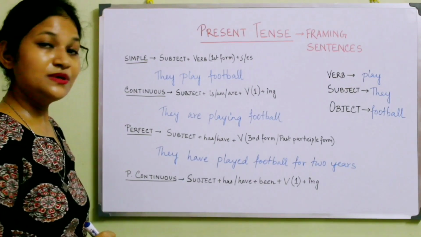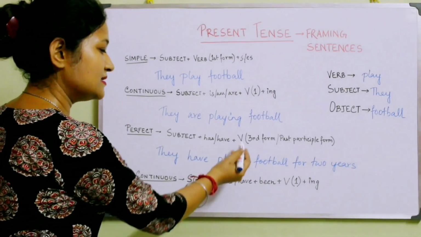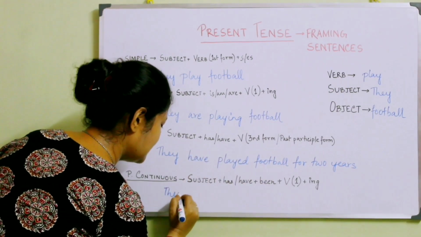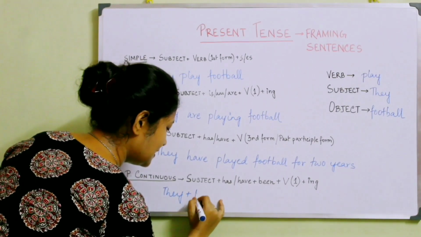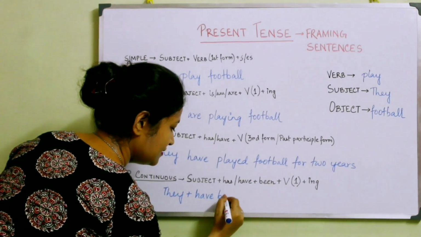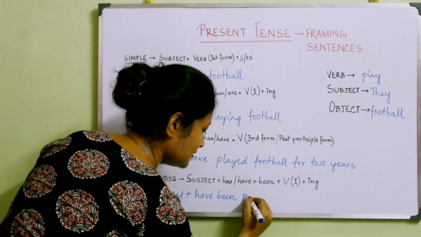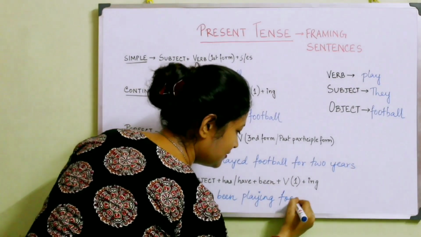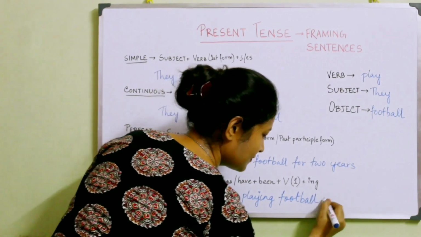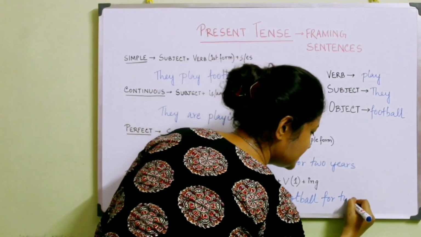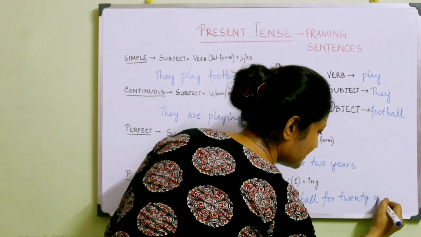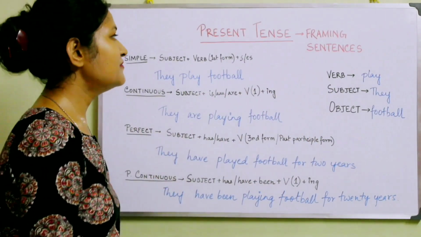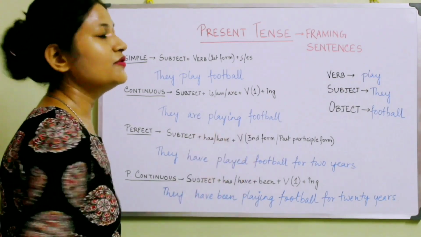And perfect continuous tense, subject plus has or have, we are adding a been here, verb in its first form and ing. So subject again they, plus plural is have been, play plus ing, football, for 20 years, this I am adding. You see, we've easily framed 4 types of tenses using the rules we have learned.